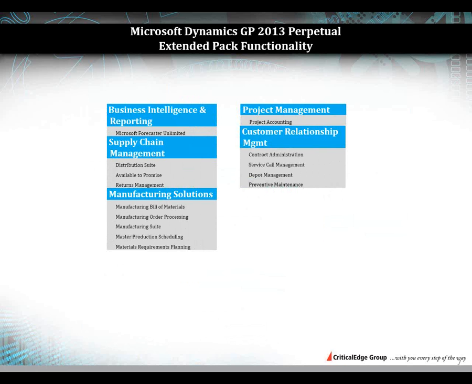If you currently license any of the modules that you see listed here, then you're also, in addition to the starter pack, going to receive the extended pack. So if you're on Microsoft Dynamics Advanced Management, you're going to transition to the extended pack as well as the starter automatically. If you purchase any of these modules separately, you also will be transitioning to the extended pack functionality. Again, at no additional charge.